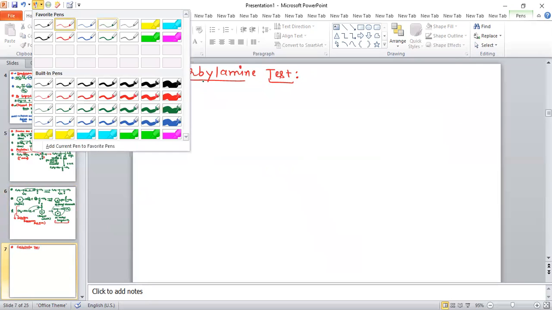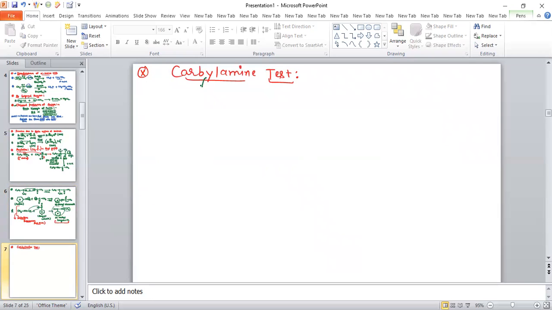So what is basically the carbylamine test? We know the carbylamine group is basically NC. This NC functional group we call carbylamine. This carbylamine test is also known as the isocyanide test. See how this reaction takes place.